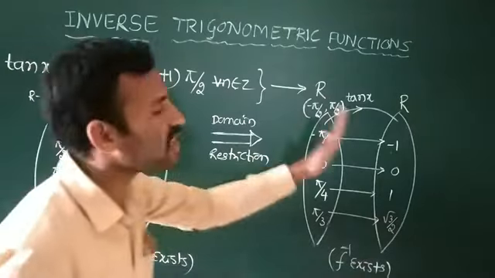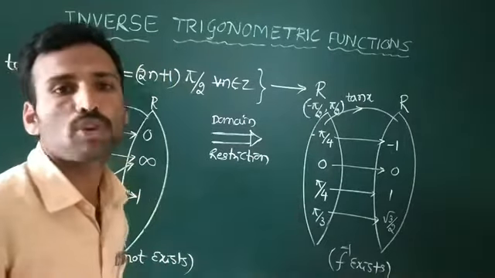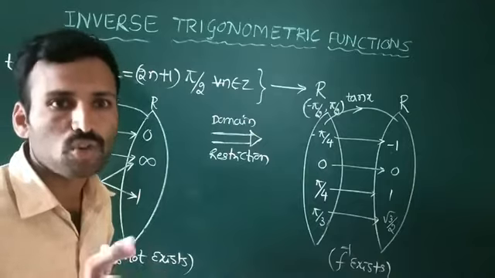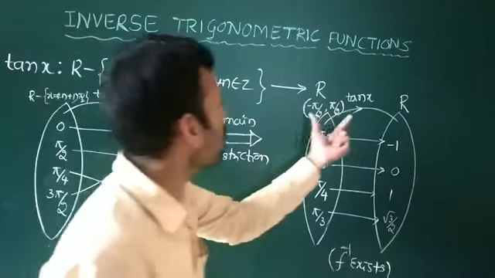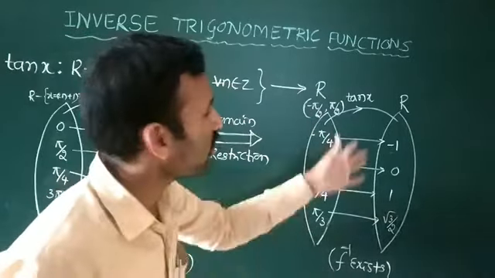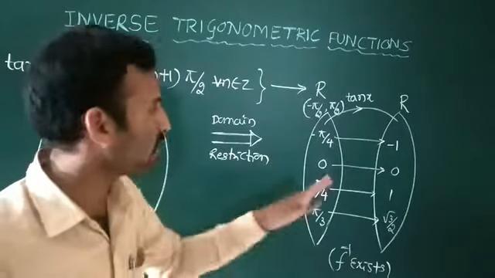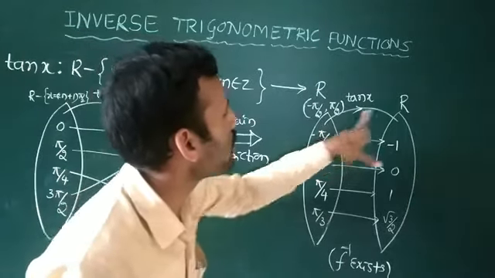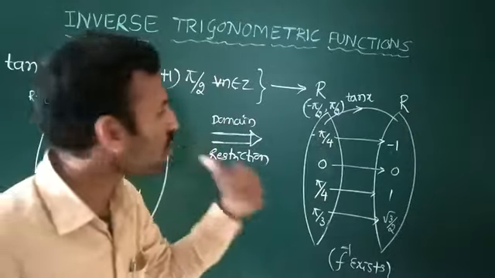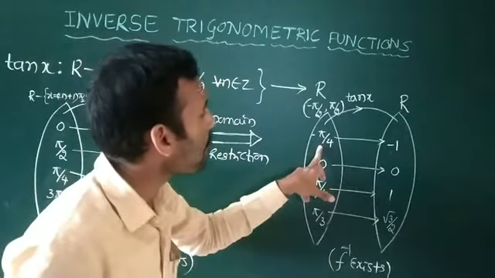That's why we restrict the domain to minus pi by 2 to plus pi by 2, not a closed interval, it is an open interval. Then the arrow diagrammatical representation is as follows: the domain is minus pi by 2 to plus pi by 2, and the range, or codomain, is the real numbers as before.